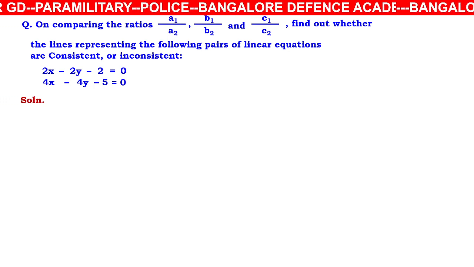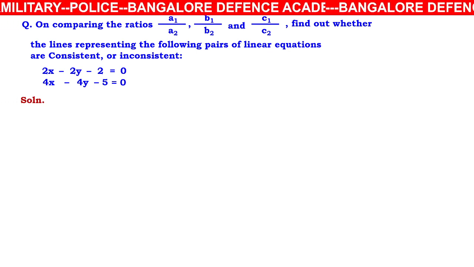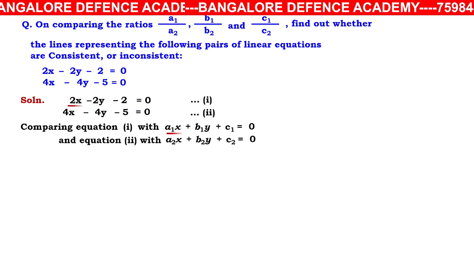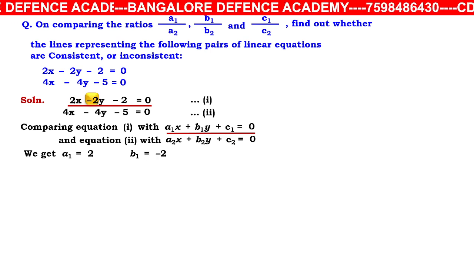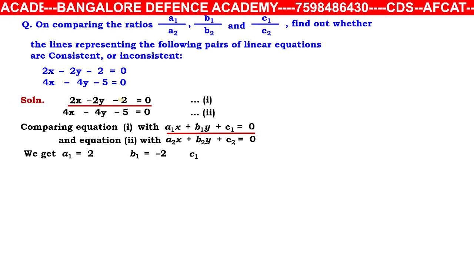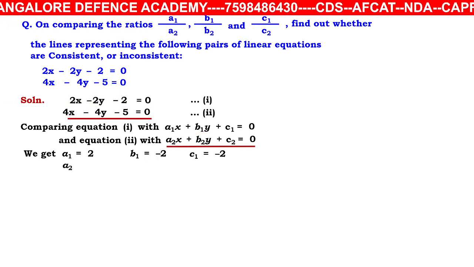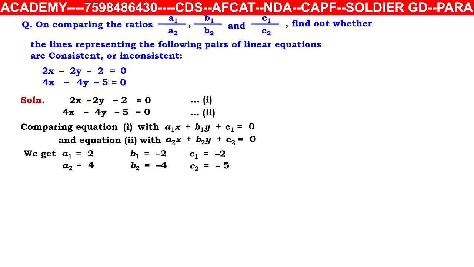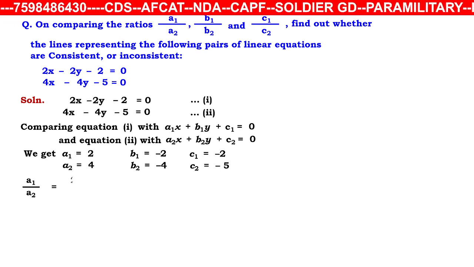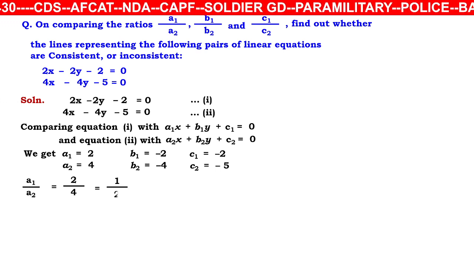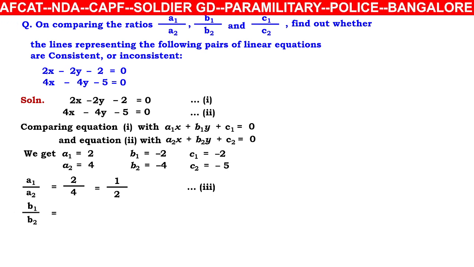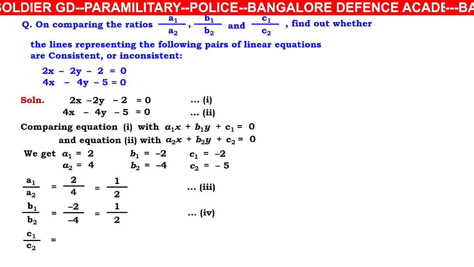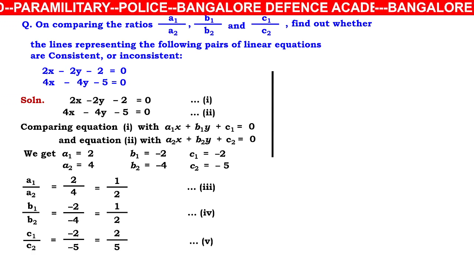Okay, next you have 2x minus 2y minus 2 is equal to 0, 4x minus 4y minus 5 is equal to 0. You have to take the values of a1 is equal to 2, b1 is equal to minus 2, c1 is equal to minus 2, a2 is equal to 4, b2 is equal to minus 4, and c2 is equal to minus 5. So now taking the condition a1 by a2, 2 by 4, answer is 1 by 2. b1 by b2 is 1 by 2 and c1 by c2 is 2 by 5. So now the third condition is satisfied. That means it is a coincident or it is an overlapping line.